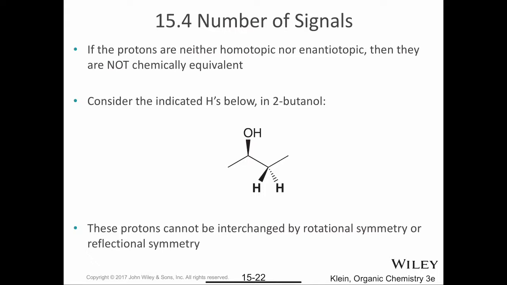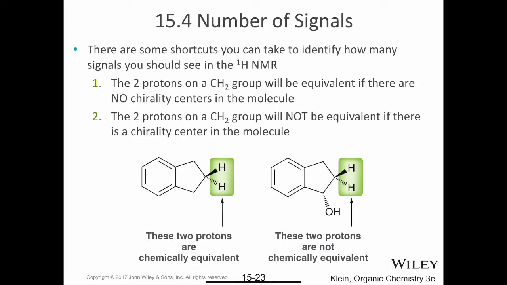If you take a look at the two protons here in R-2-butanol, these two protons can't be interchanged by rotational symmetry or reflectional symmetry. You could try doing the replacement test and you would see that what you end up with are diastereomers. Luckily, there are some shortcuts that you can take to help you identify how many signals you should see in a proton NMR spectrum.